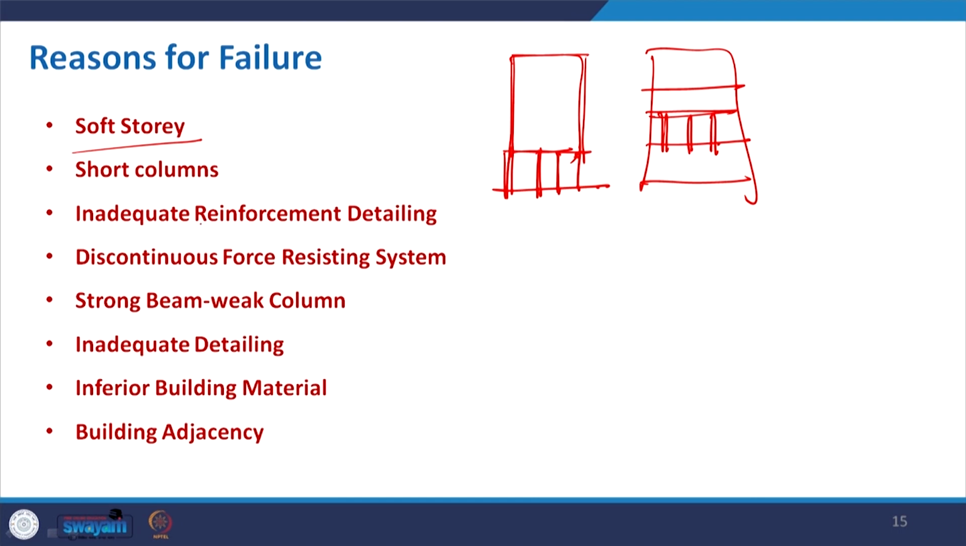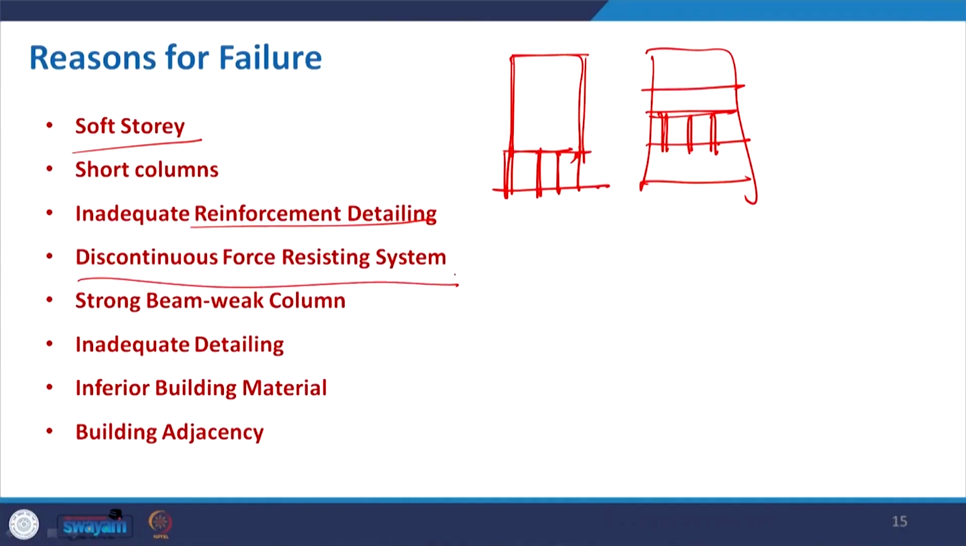And then inadequate reinforcement detailing is one of the reasons where sometimes, in order to minimize the cost, we use a lesser amount of reinforcement, and that leads to damage during the earthquake. Then discontinuous force resisting system, sometimes some portion we just make strong, but that should act comprehensively, and if it is discontinuous, that may develop some unnatural behavior during the earthquake and may collapse.